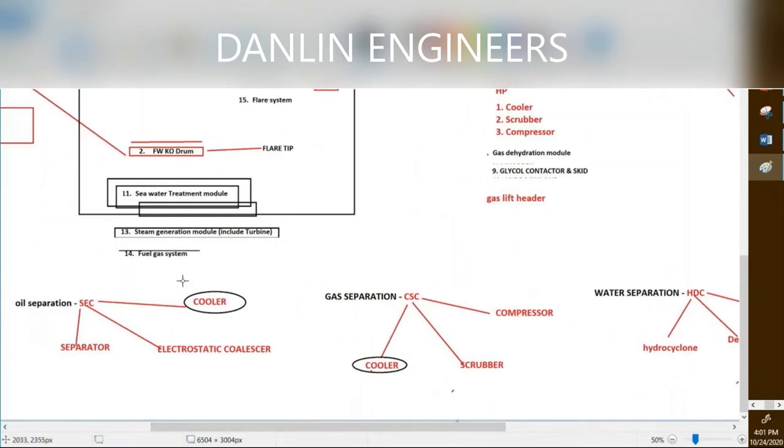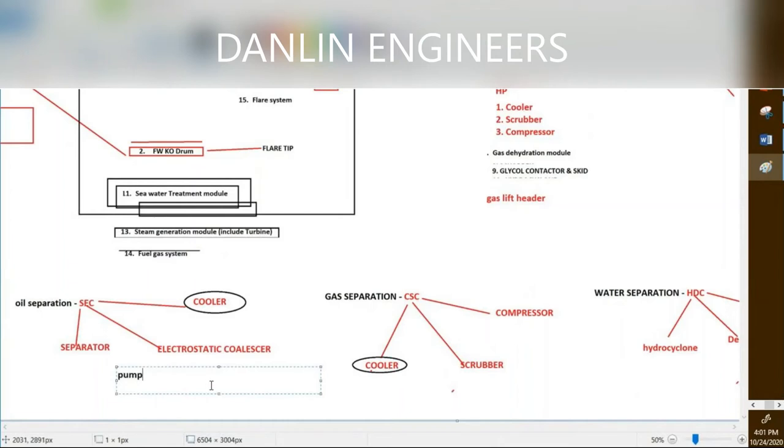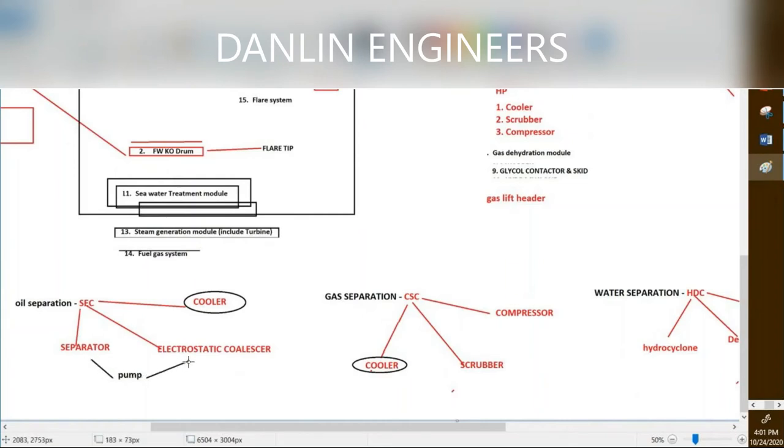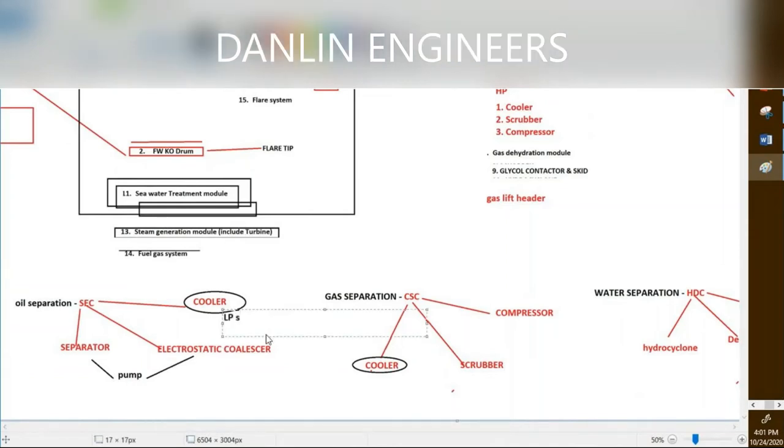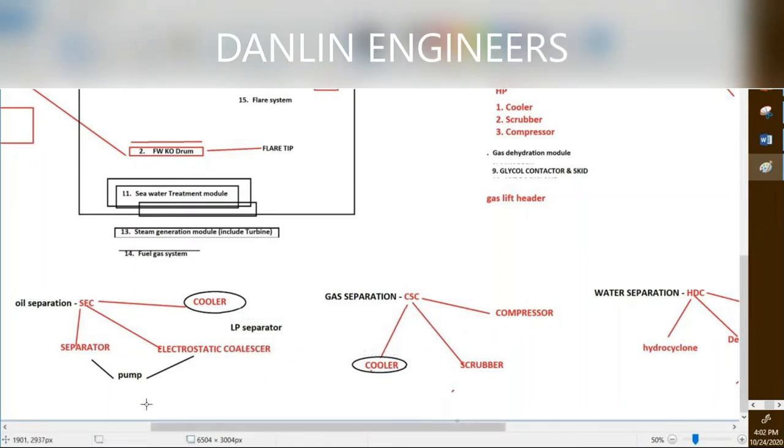Yes. Here, the pumps will be there from the separator to the electrostatic equalizer; some pump we are going to use. Then the pump will come into the picture. And then the LP separators will be there also, with one pump in between. One pump will come in between the LP separator and the electrostatic equalizer, and then the LP separator. Then LP separator to the cooler. So this is the arrangement of the equipments.